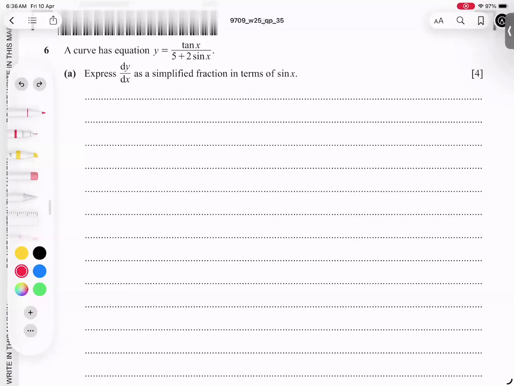Question number 6, students, we have to express dy over dx in simplest form in terms of sine. So let's try to do it.